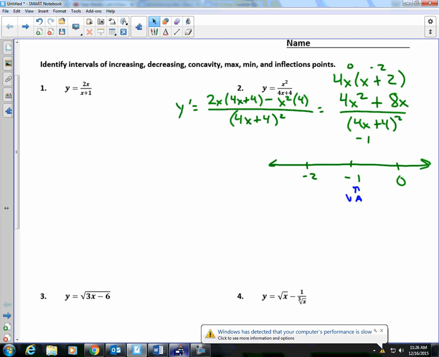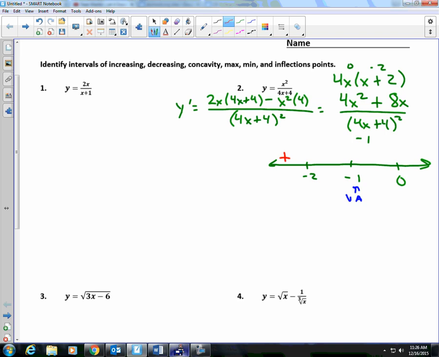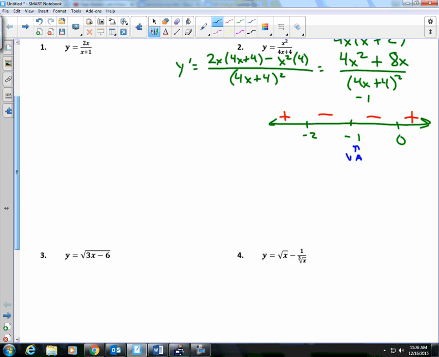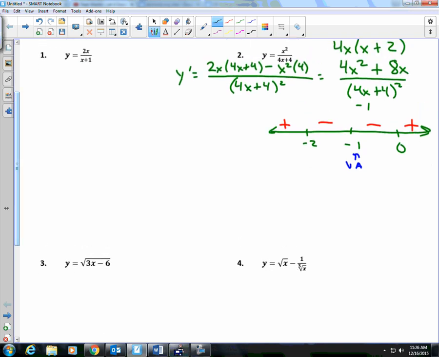Plug in -3. I'll get a negative times a negative, which is a positive. Now I'll plug in -1.5. You get a negative times a positive, which is a negative. Now I'll try -0.5. I get a negative times a positive, which is a negative. And I'll try +1. Positive times a positive is a positive. So you can see here that we have no sign change at -1. We do at the other two spots. Let's find the second derivative, and then after that we can piece together our maximum, increasing, decreasing, everything else.